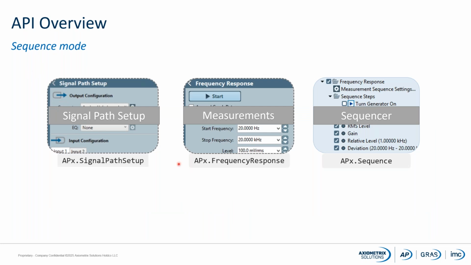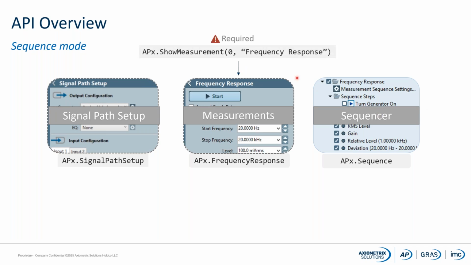Within sequence mode, you have three general categories of APIs. You have your signal path setup configuration, you have measurement configuration, and then you have your sequence related API, such as for getting acquired data and pass-fail status and so on.